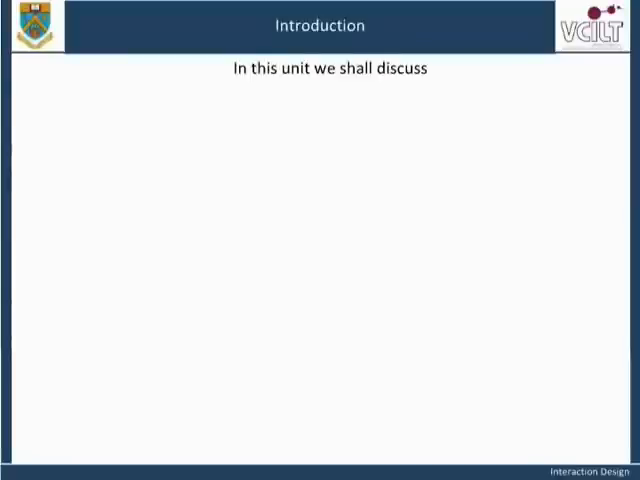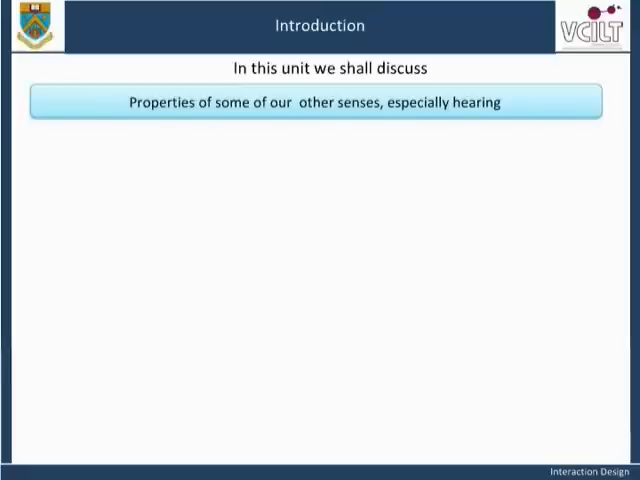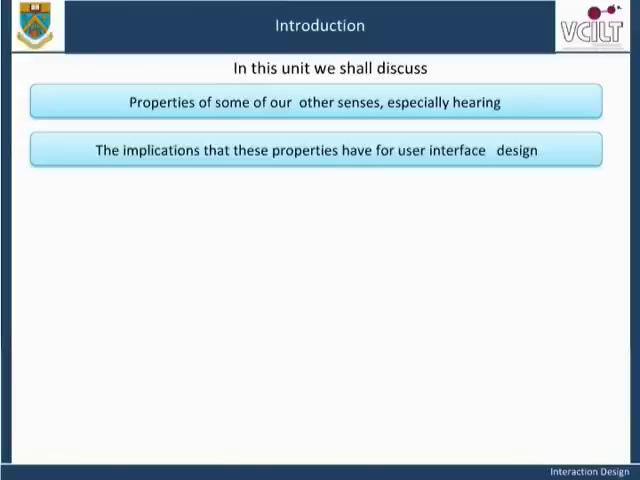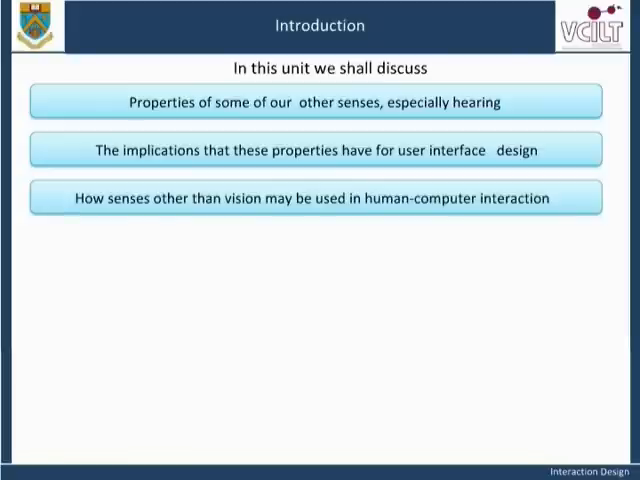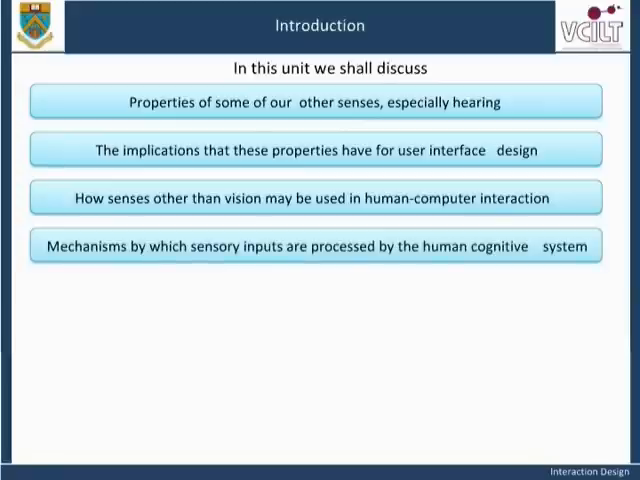Introduction. In this unit, we shall discuss the properties of some of our other senses, especially hearing, the implications that these properties have for user interface design, how senses other than vision may be used in human-computer interaction. Look at the mechanisms by which sensory inputs are processed by the human cognitive system.